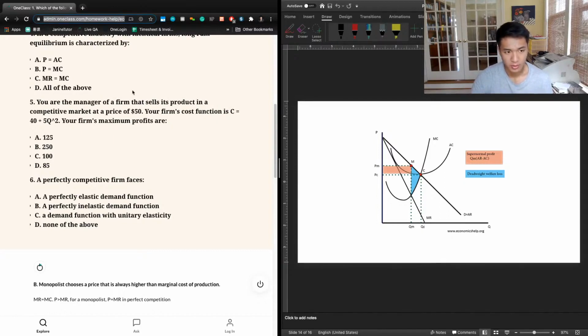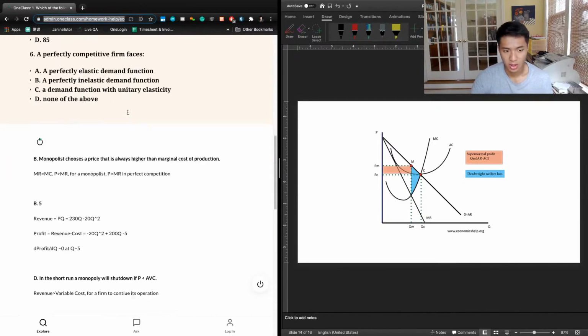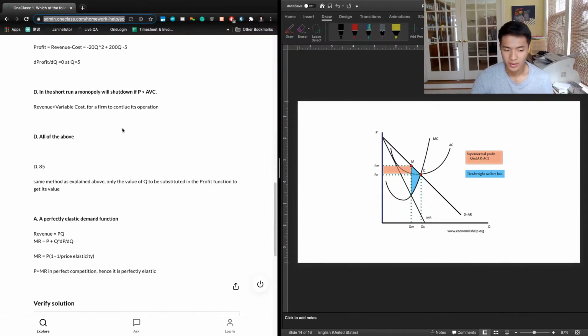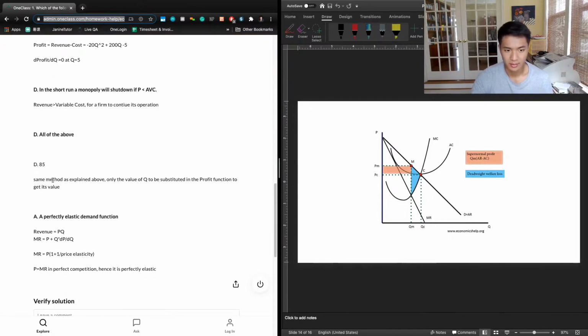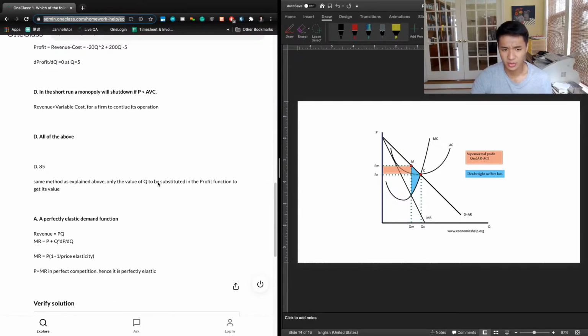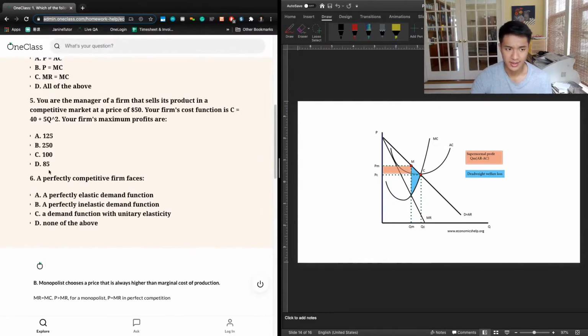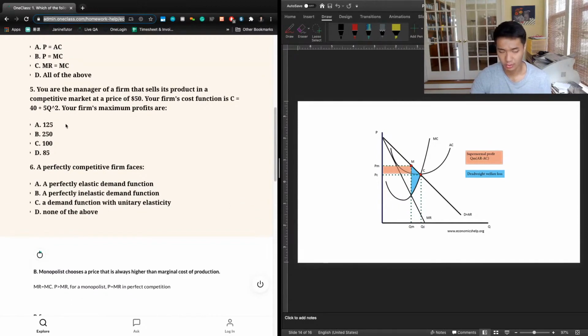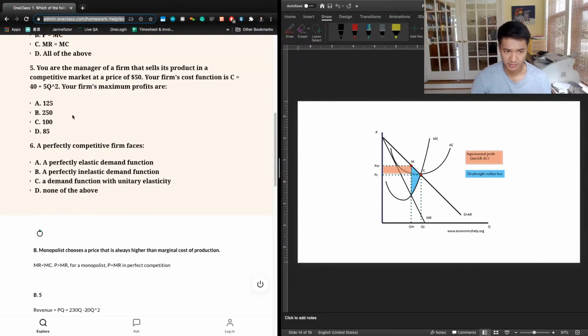And so we can take a derivative of that and substitute the value of Q into the profit function, and we would get 85 for the correct answer here, and that would be the correct answer for the firm's maximum profits.